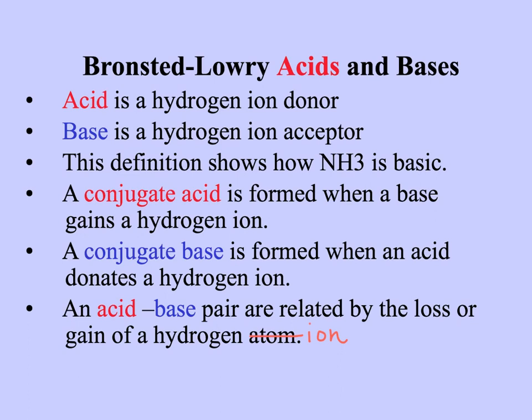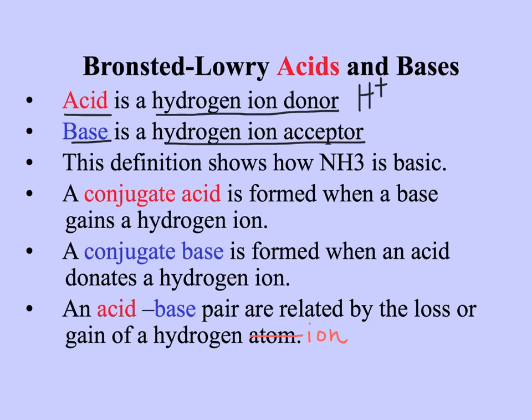Now I'm going to go over the Bronsted-Lowry definition for acids and bases. So this is different than the Arrhenius definition. So according to Bronsted-Lowry, acids are going to donate a hydrogen ion, and then the bases are going to accept the hydrogen ion. Okay, the hydrogen ion is H+. All right, so acids are giving up an H+, and then the bases are accepting the H+.